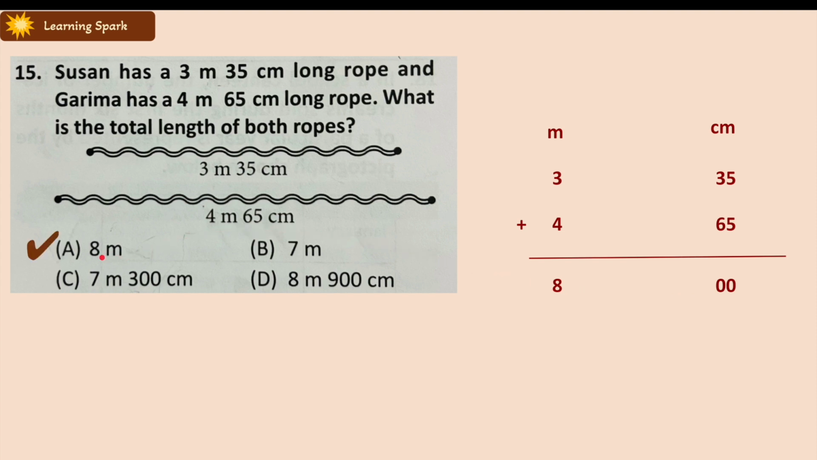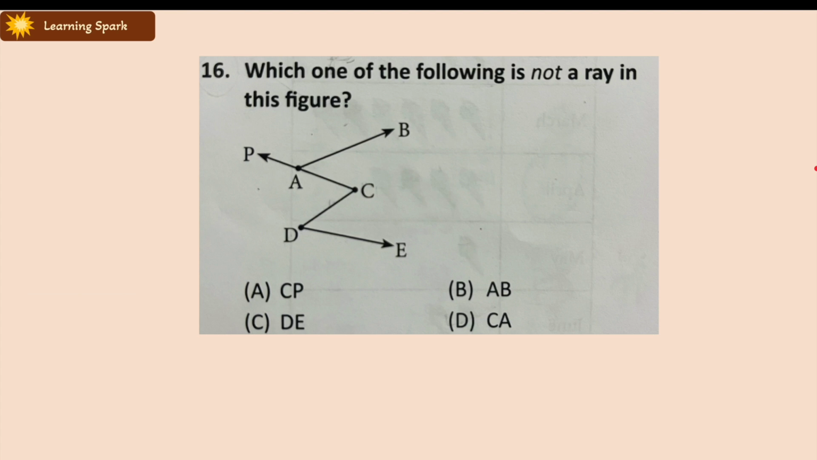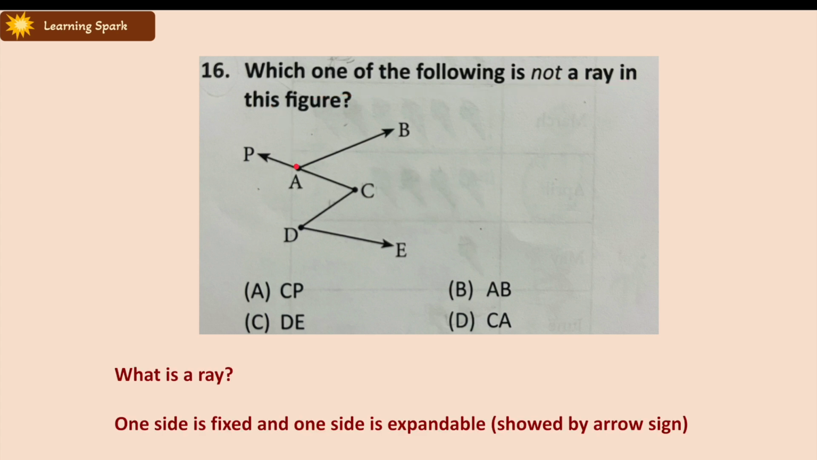A. Question number 16 is on your screen. Let's work this out now. So the question is, which one of the following is not a ray in this figure? Okay, so first of all we need to know what is a ray. A ray is something where one side is fixed and one side is expandable, right? And expandable is shown by an arrow sign.